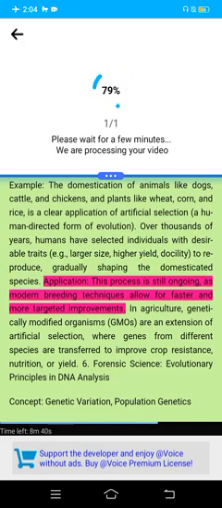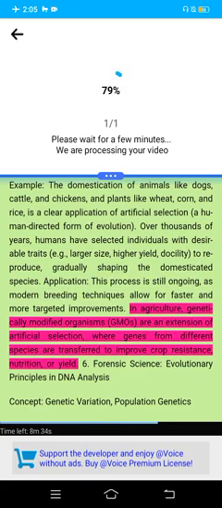Application: this process is still ongoing, as modern breeding techniques allow for faster and more targeted improvements. In agriculture, genetically modified organisms, GMOs, are an extension of artificial selection, where genes from different species are transferred to improve crop resistance, nutrition, or yield.